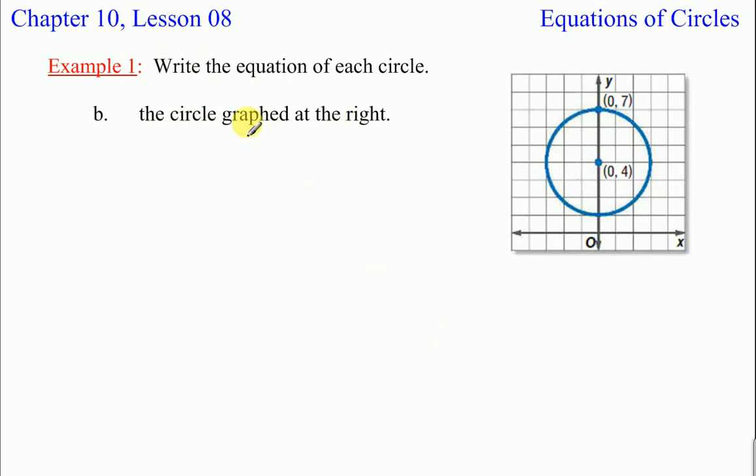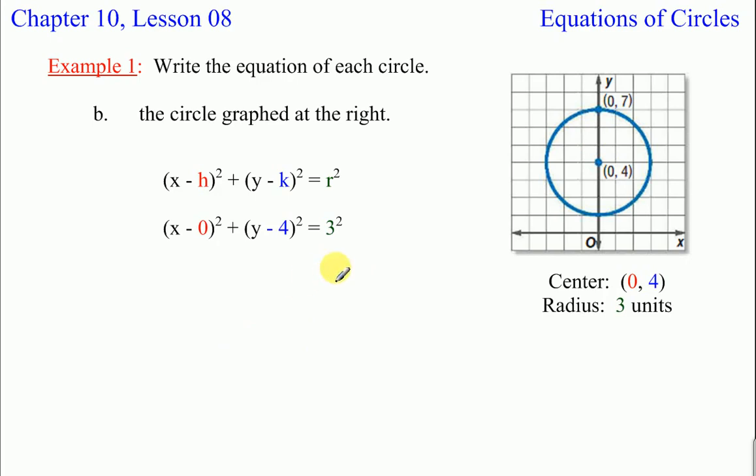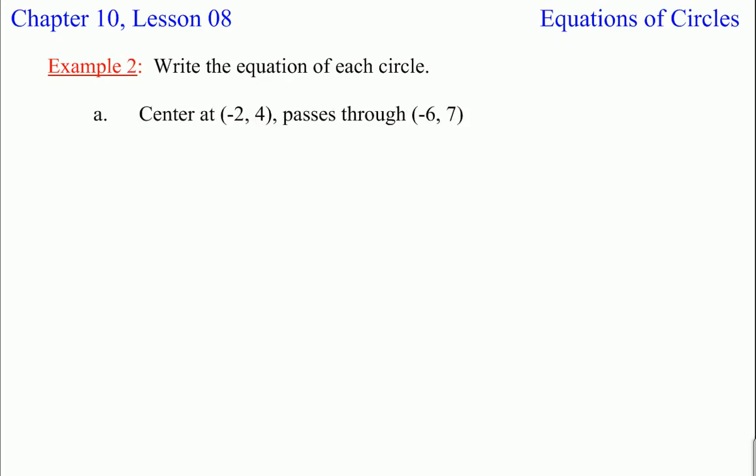We want to write an equation of this circle. Well, we know right here h and k, and then we have to figure out the distance. What's the radius? Okay, so h and k can be plugged in. The center is at 0 and 4, and the radius here is 3 units. We can count that. So 3 squared gives us 9, and there is your equation for that circle.